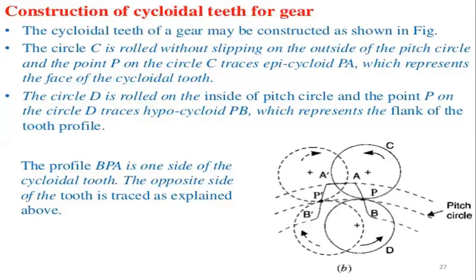Next, we have to take the profile BPA. So that is the curved structure on one side of the cycloidal tooth. And the opposite side of the tooth is explained in the above section. So we have already explained the opposite side of the tooth.